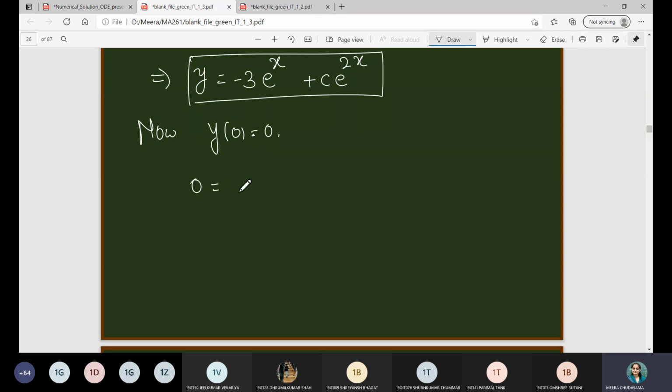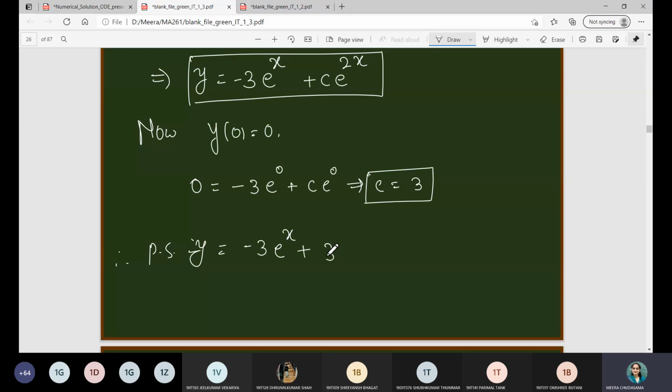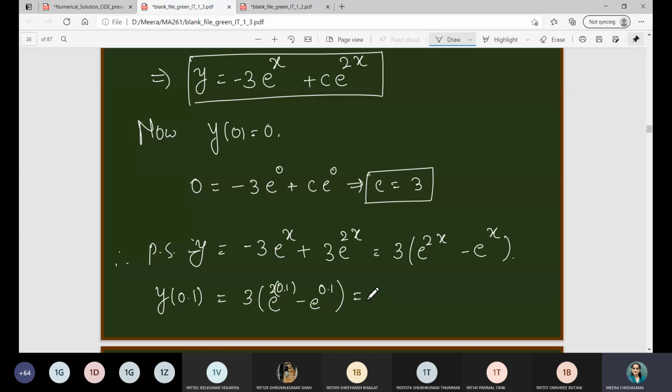So let us substitute this value: minus 3 into e raised to 0 plus c into e raised to 0, which implies c is 3. Therefore the particular solution is y is equal to minus 3 e raised to x plus 3 e raised to 2x. So I can write it as 3 times e raised to 2x minus e raised to x. Let us now see what we get at the particular point 1. So y at 1 will be 3 times e raised to 2 into 1 minus e raised to 1. Quickly compute it.